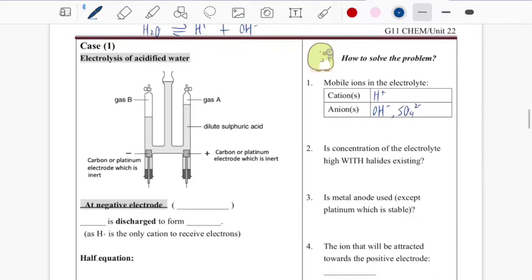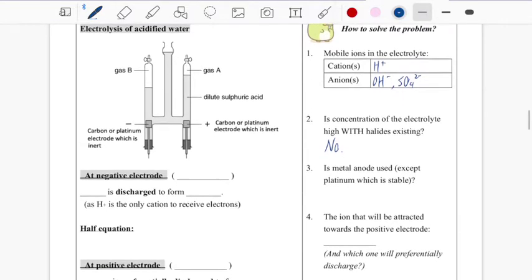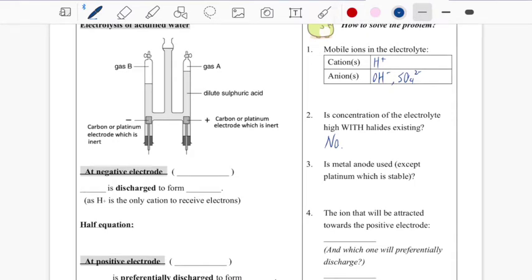Then we need to consider the second factor. Do we have a high concentration of the halide ion in the electrolyte? In these simple cases, we don't have any halide ion, so we just answer no and skip step 2. And then for the next factor, we consider, do we use inert electrode, either carbon or platinum, or the metal as electrode? As you can see, it's labeled on the diagram. Here we're using inert electrode. So we can simply answer no and skip step 3.